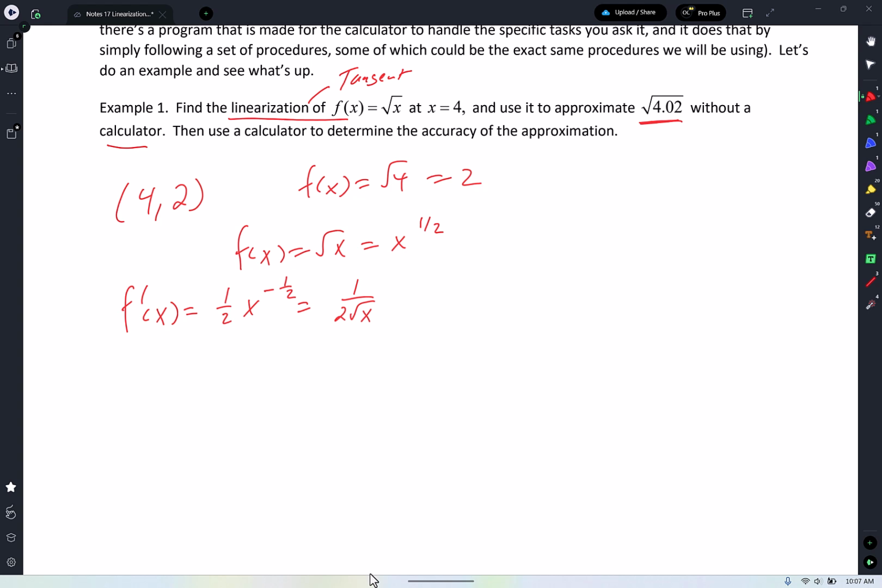All I did was take a derivative because I want my tangent slope. I'm going to plug in 4. 1 over 2 square root of 4, so 1 over 2 times 2, so 1/4. So here's my tangent that they call linearization. Sometimes they use L of x. I'm not going to bother.